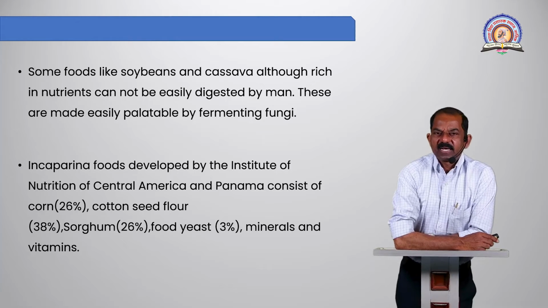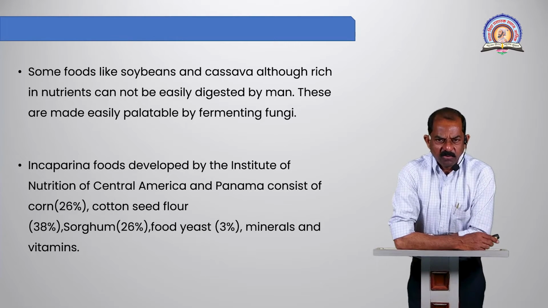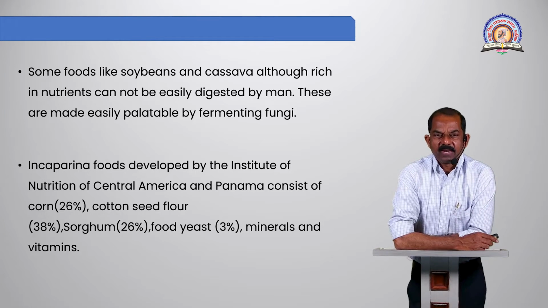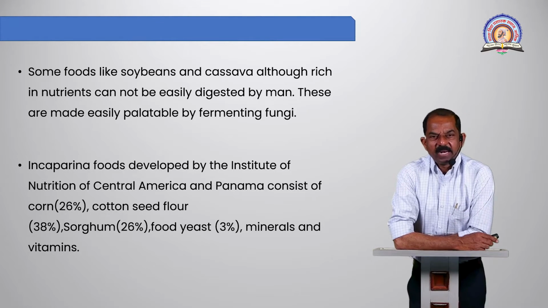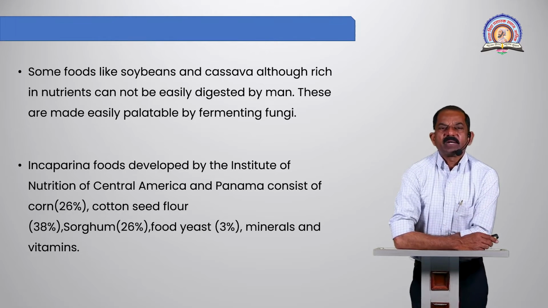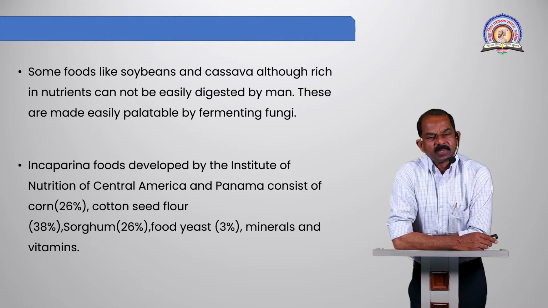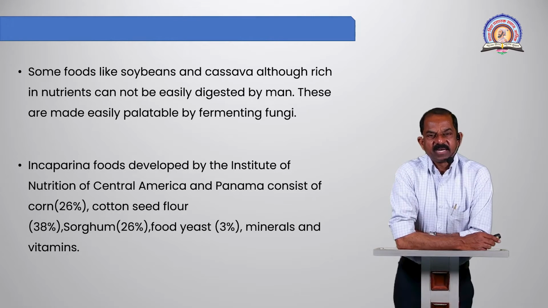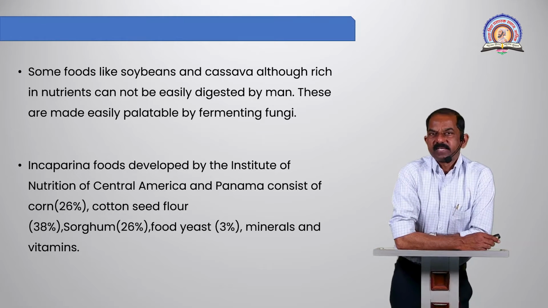Like that, some foods like soybean and cassava, although rich in nutrients, cannot be easily digested by man, and these are made easily palatable by fermenting with fungi. Means the product obtained from soybean and cassava becomes easily digested by fermenting with the help of a few fungi, and a good product is obtained.